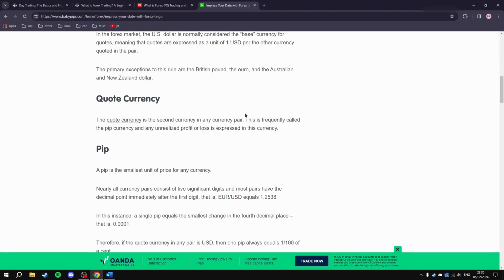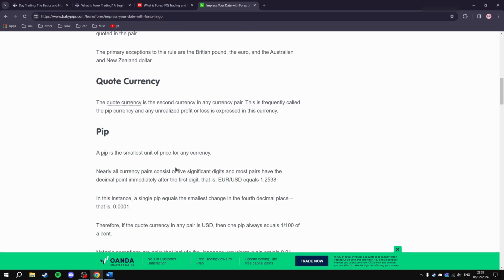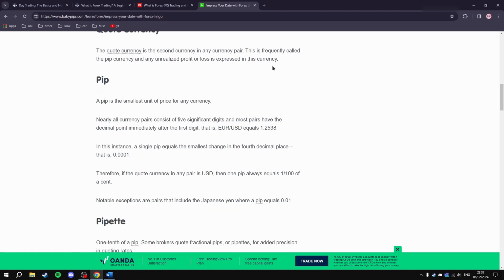Nearly all currency pairs consist of 5 significant digits, and most pairs have the decimal point immediately after the first digit. That is, EUR/USD equals 1.2538, so there's only one digit before the decimal point. In this instance, a single pip equals the smallest change in the fourth decimal place, that is 0.0001. Therefore, if the quote currency in any pair is USD, then 1 pip always equals 1/100th of a cent. Notable exceptions are pairs that include the Japanese yen, where a pip equals 0.01, so two digits after the decimal point.